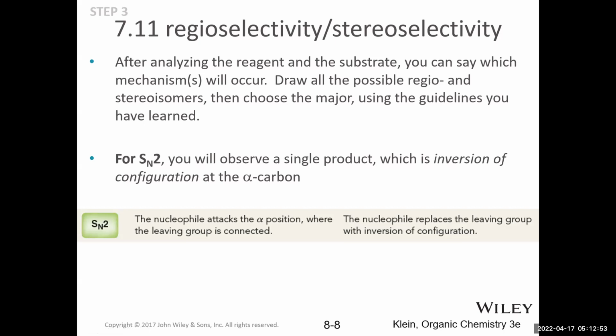So for SN2, recall that we will observe a single product, which typically occurs through inversion of configuration at the alpha carbon. So sometimes the R to S or S to R priorities change, and so we haven't technically got inversion of configuration, but it still occurred through backside attack. And again, it's stereoselective for that inversion product.